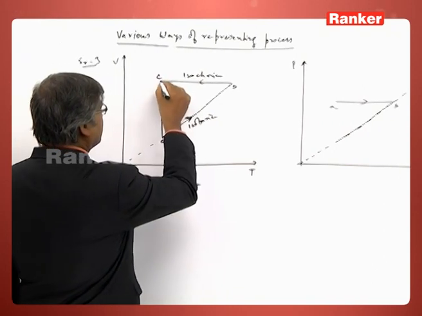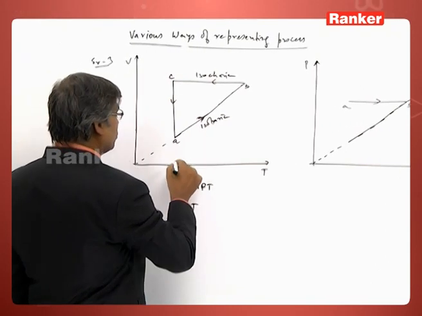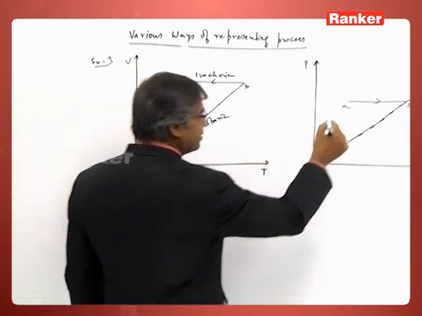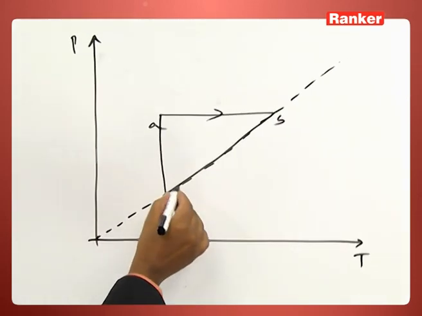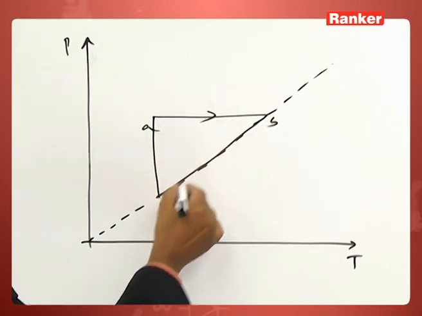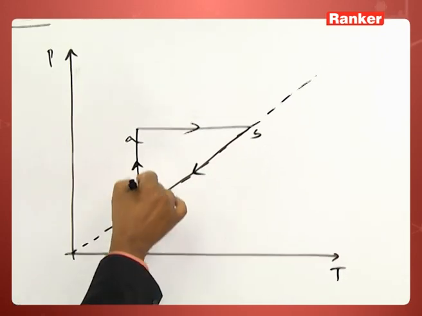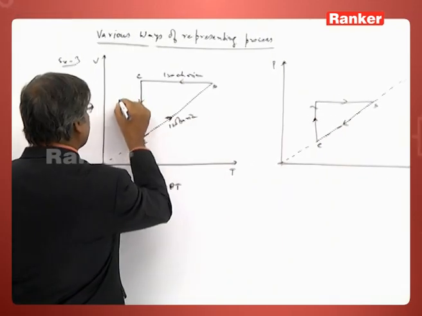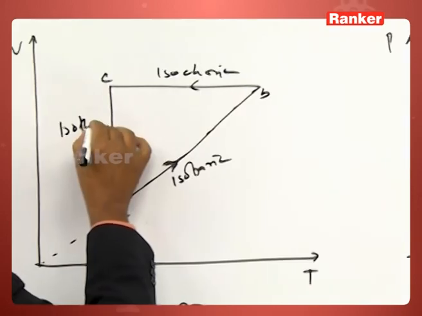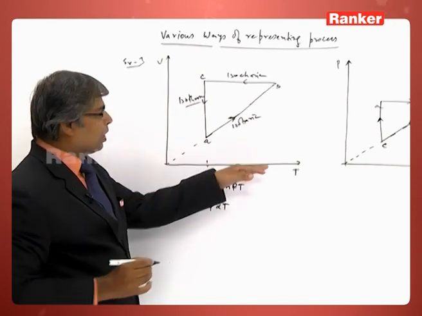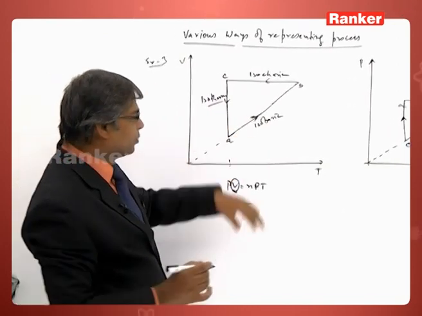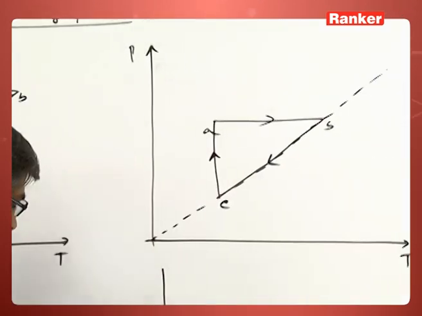And then C to A back through isotherm. That means it is coming through this process A, B, C. So we are going this way, coming this way and going like this. So this is the isotherm graph. Now let us plot this VT graph into a PV graph.